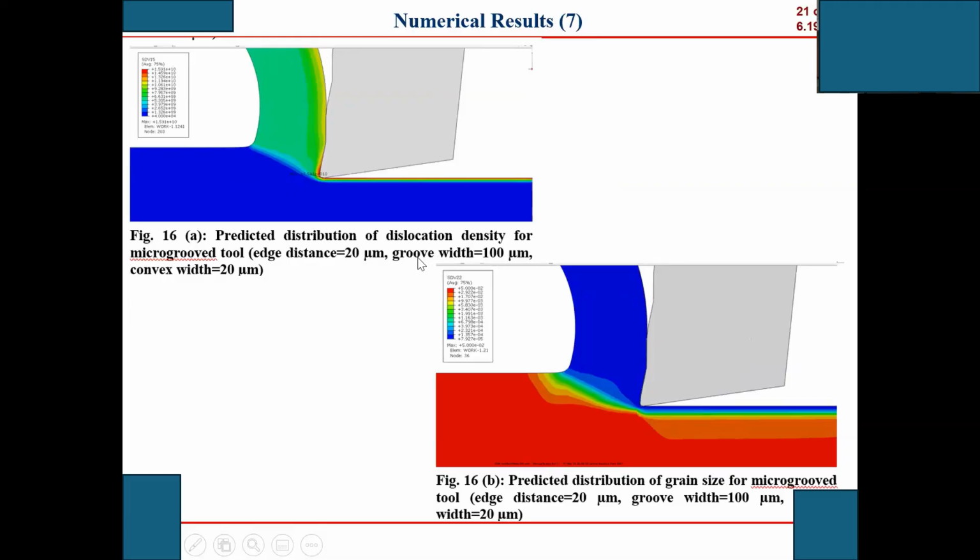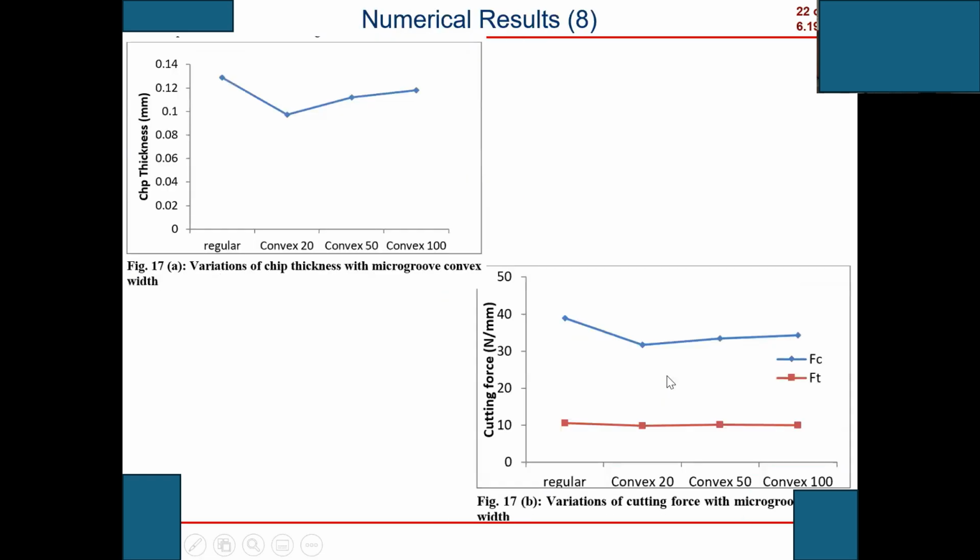So we use another tool. This tool is different from the previous one. It's shallow. This is the distribution of the grain size for this tool, with the groove width of 100. Next, the chip thickness with microgroove convex width. That means the difference between one microgroove and another microgroove.